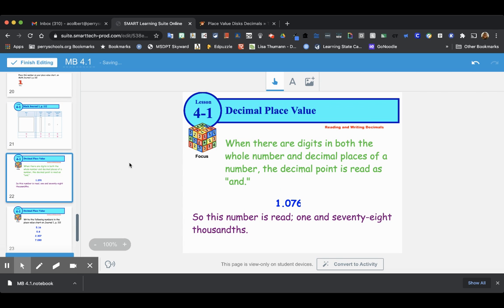Okay, so when there are digits in both the whole number and the decimal places, like I've been saying, the decimal point is read as "and." So we see 1.078, that is read as 1 and 78 thousandths.